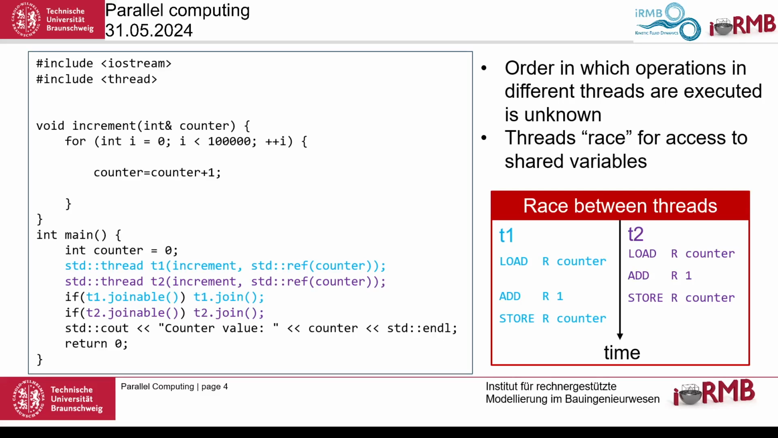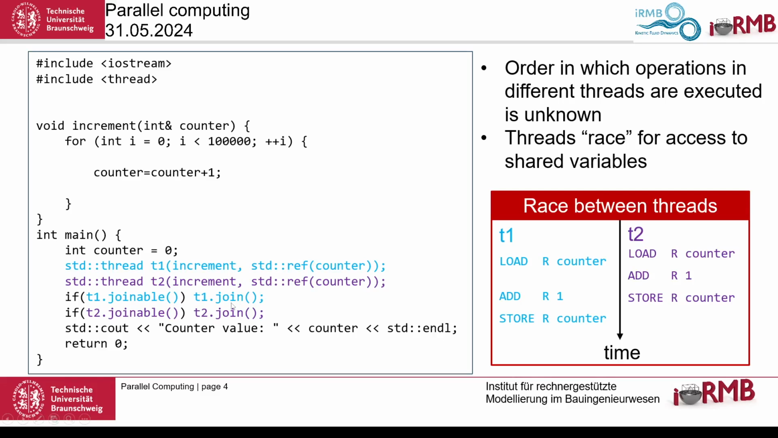What is the problem with this? Anybody seeing any problem? Maybe they are accessing the same variable at the same time. Yes, right. We've passed this as a reference, and both these threads are working with the same thing. This is something that we call a race condition.